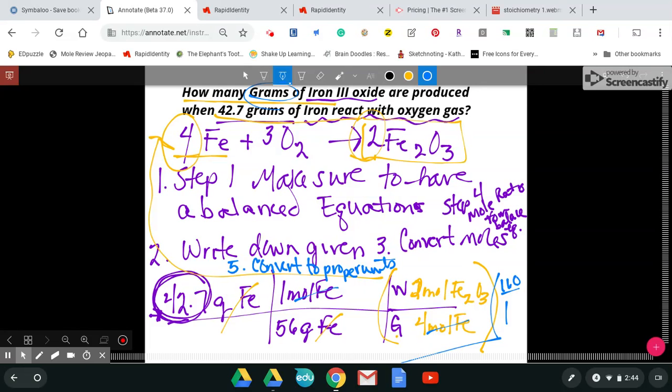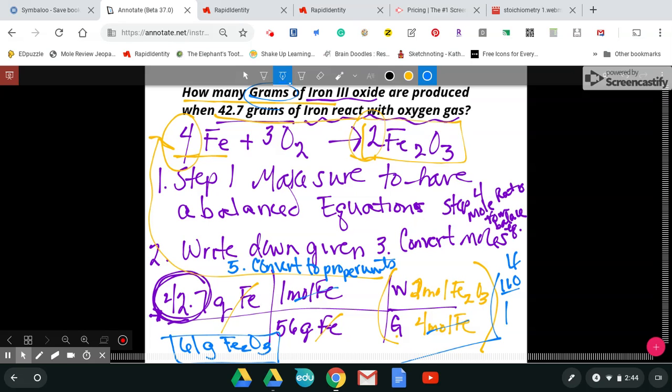Times 2 times 160. Remember, this right here is the molar mass of iron oxide. To get from moles to grams, you have to multiply by the molar mass. Okay, so 56, and then you divide all that by 56 times 4. So your answer should be 61 grams of Fe2O3.